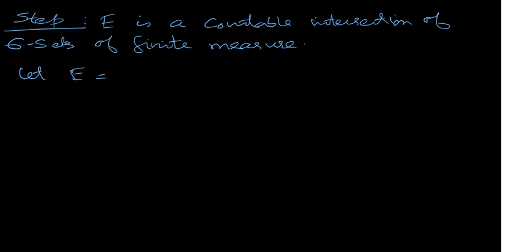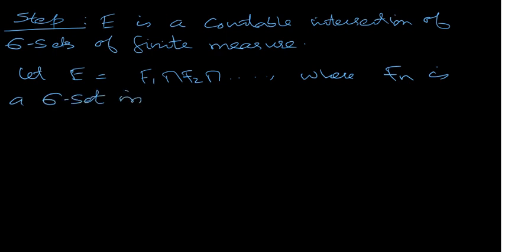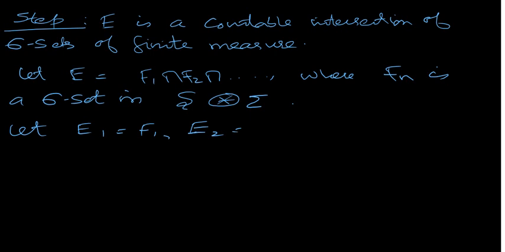E is the countable intersection of sigma sets, so it is equal to F1 intersection F2 intersection and so on, where Fn is a sigma set in this semiring S tensor sigma. So let's define the following sets. Let E1 be equal to F1, E2 is equal to F1 intersection F2, and in general let's define En to be equal to F1 intersection F2 intersection up to Fn.